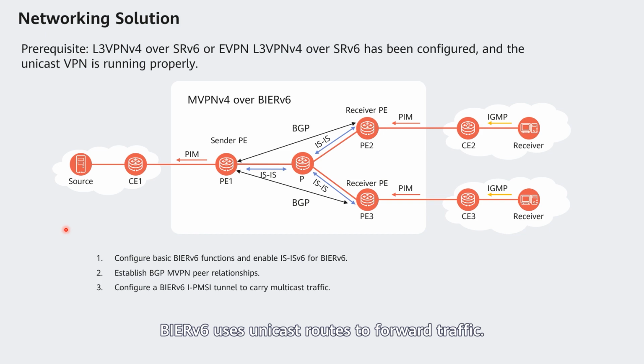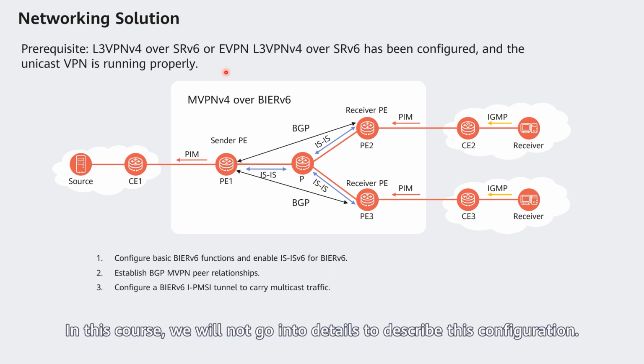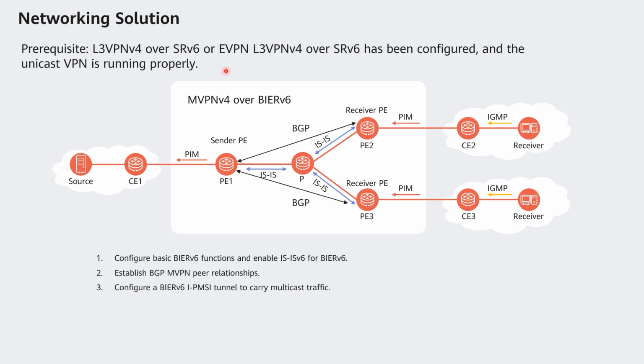BIERv6 uses unicast routes to forward traffic. Therefore, to ensure that the unicast VPN runs properly, Layer 3 VPNv4 over SRv6 or EVPN Layer 3 VPNv4 over SRv6 must be configured in advance of MVPNv4 over BIERv6. In this course, we will not go into details to describe this configuration.